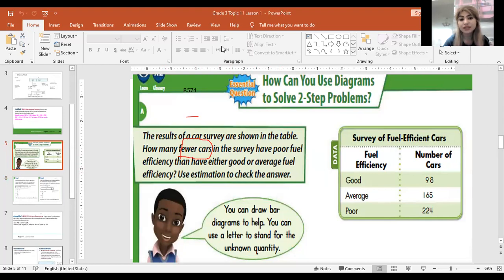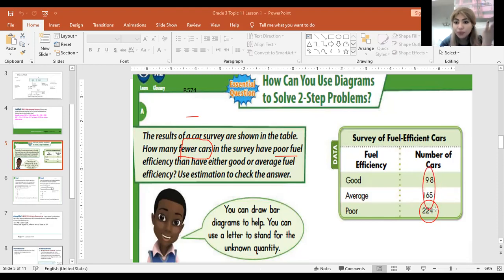So concentrate here very well. The first word that he said in the survey is poor fuel efficiency. So I'm going to use 224. I'm going to use the poor fuel number, which is 224. Minus what? I will do minus either good or average fuel efficiency. Good or average. So I have two numbers beside this number. So I'm going to use 98 and 165.